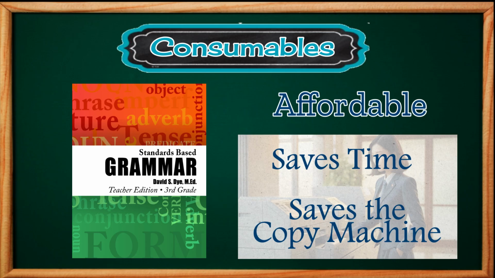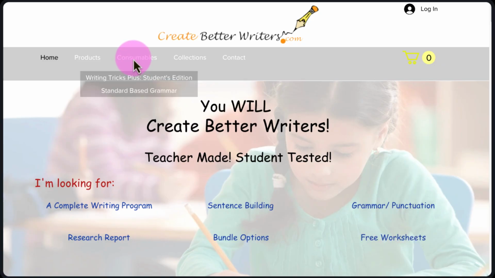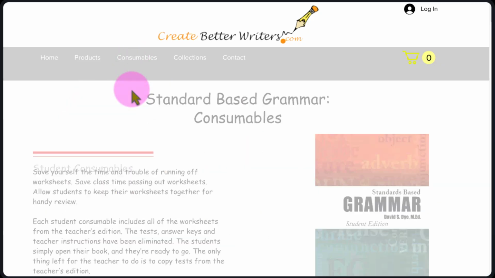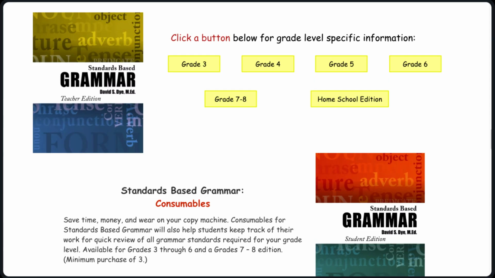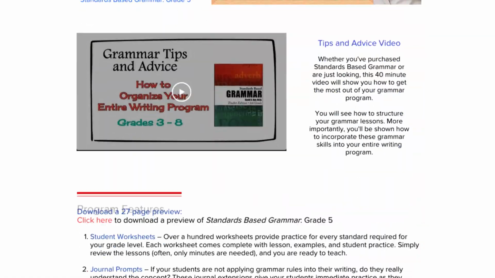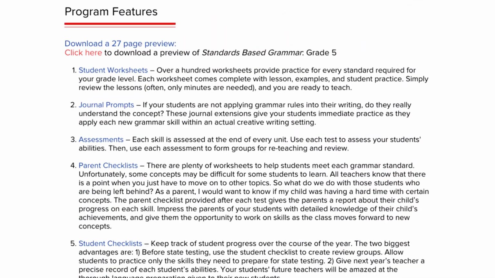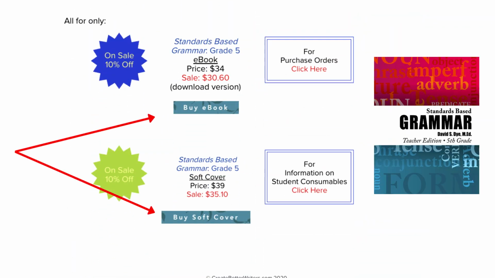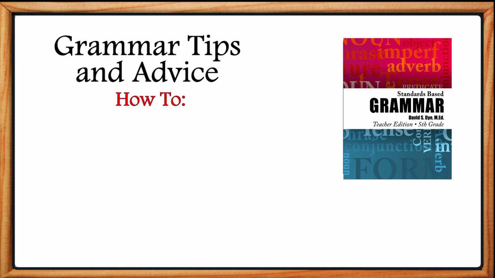There are several ways to get information on the student consumables. You can click on the consumables link at the top of the web page and get information that way. You can also click on any edition for standards-based grammar on the home page, which will also take you to a link to download more sample worksheets. Then at the bottom of the page will be ordering information, information on purchase orders, and information on the student consumables. Finally, remember, there is a video where I show more tips and advice for using standards-based grammar.